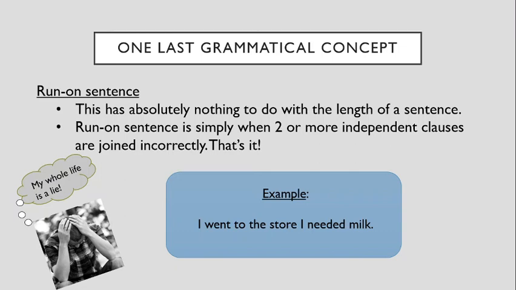Now, this example has 2 independent clauses. Clause number 1 is I went to the store. Clause number 2 is I needed milk, and they're simply thrown together. All right, they're fused. This is why a run-on sentence is often called a fused sentence. Here, we have an 8-word run-on sentence. So again, a run-on sentence doesn't have to do with the length. It has to do with how the clauses are combined.